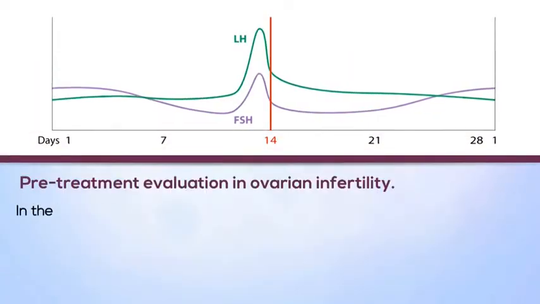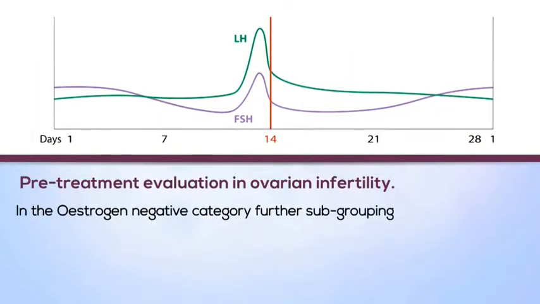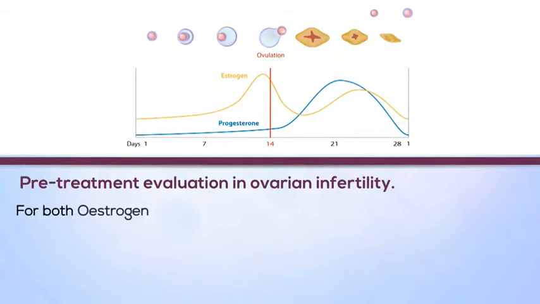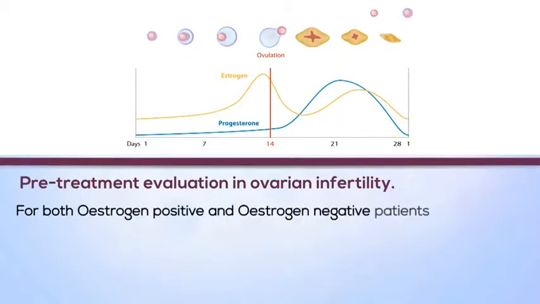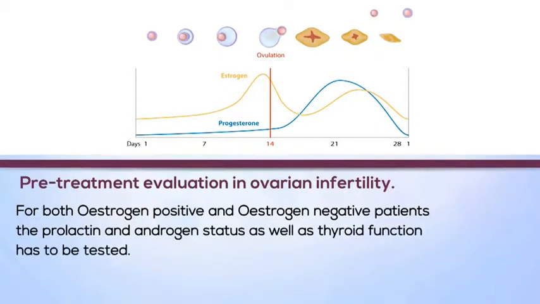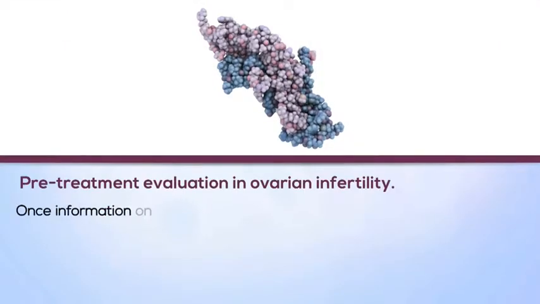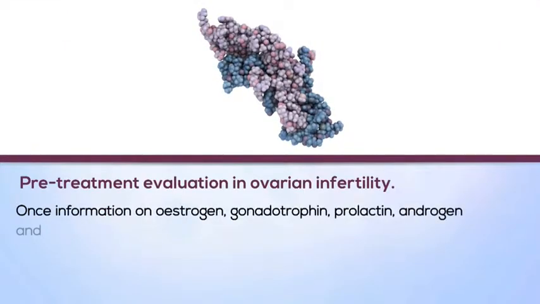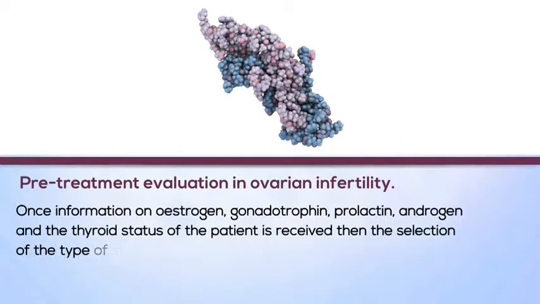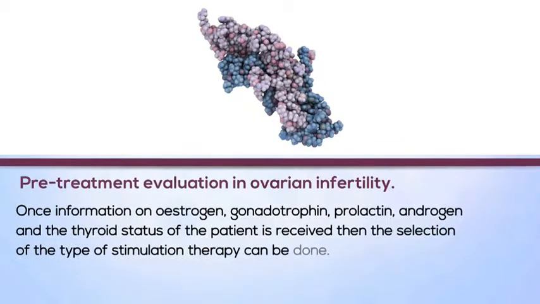In the estrogen negative category, further subgrouping has to be done according to the FSH and LH concentration. For both estrogen positive and estrogen negative patients, the prolactin and androgen status as well as thyroid function has to be tested. Once information on estrogen, gonadotropin, prolactin, androgen and the thyroid status of the patient is received, then the selection of the type of stimulation therapy can be done.